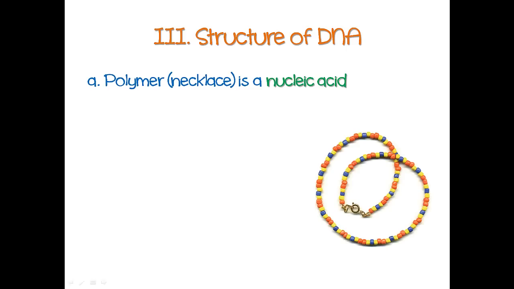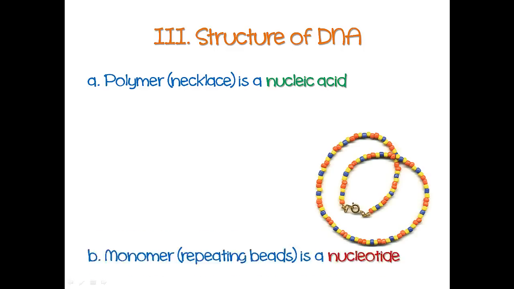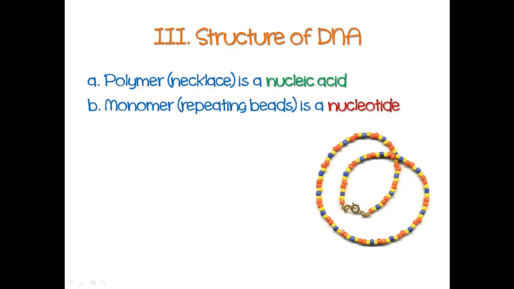DNA, the polymer, remember we talked about this at the beginning of the year, is like the necklace of the molecule. It's called a nucleic acid. So DNA is an example of a nucleic acid. When you hook up lots of nucleotides together, you make a nucleic acid. So the repeating beads, the things that make up DNA, are called nucleotides.